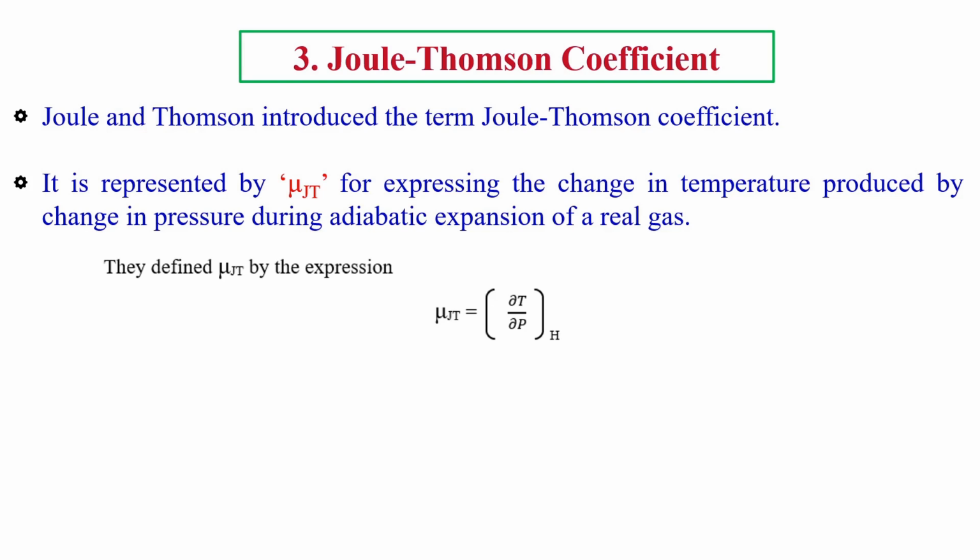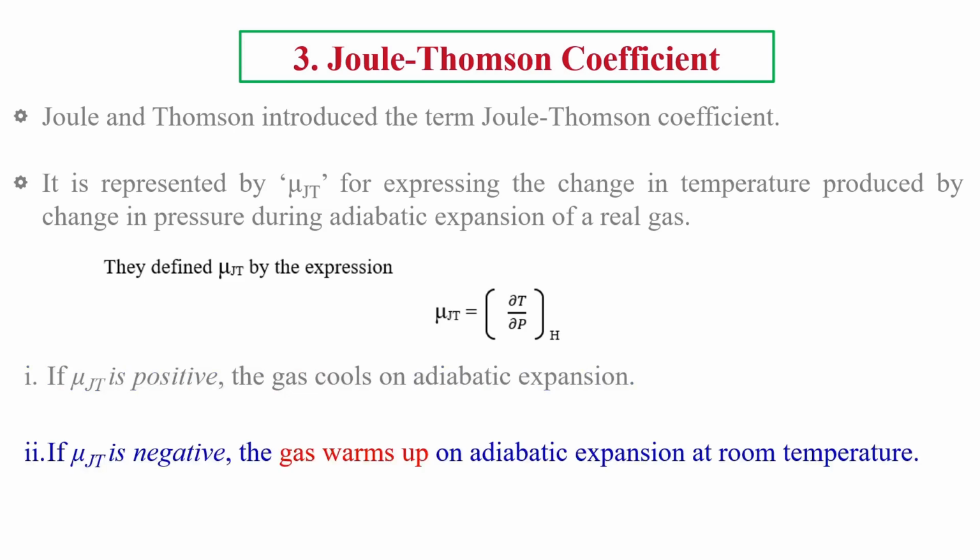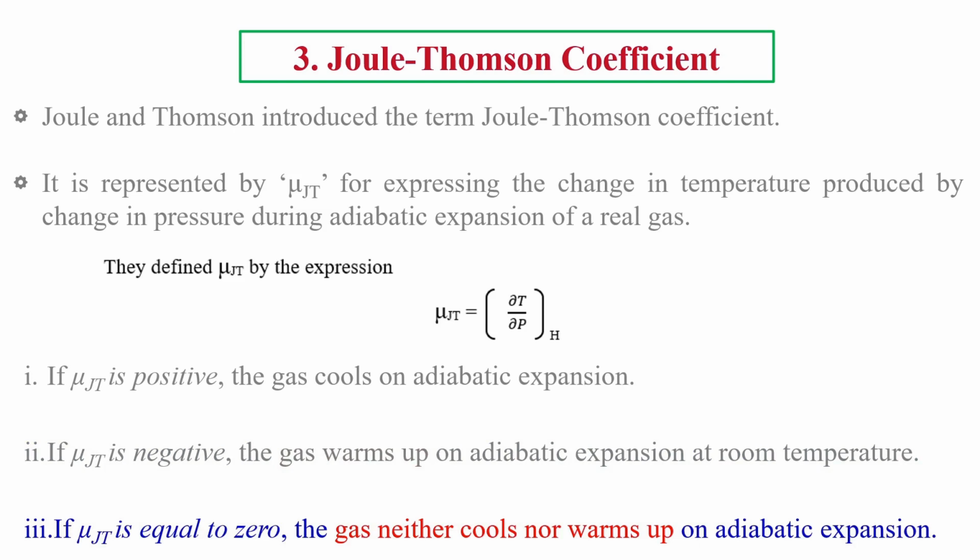From their experiments, Joule and Thomson concluded that if the Joule-Thomson coefficient is positive, then the gas cools on adiabatic expansion. If the Joule-Thomson coefficient is negative, the gas warms up on adiabatic expansion at room temperature. And if the coefficient is equal to 0, then the gas neither cools nor warms up on adiabatic expansion.